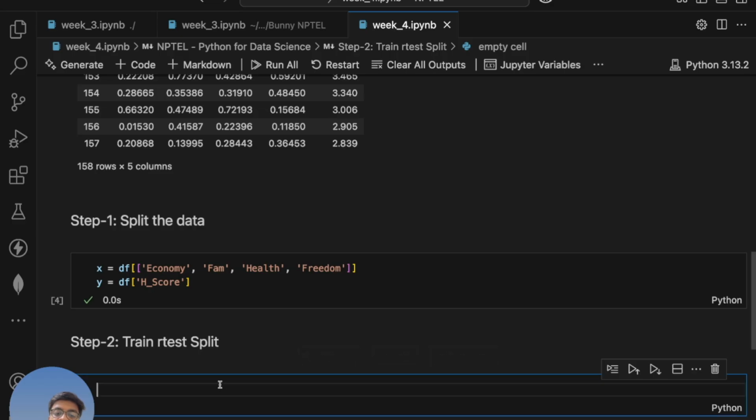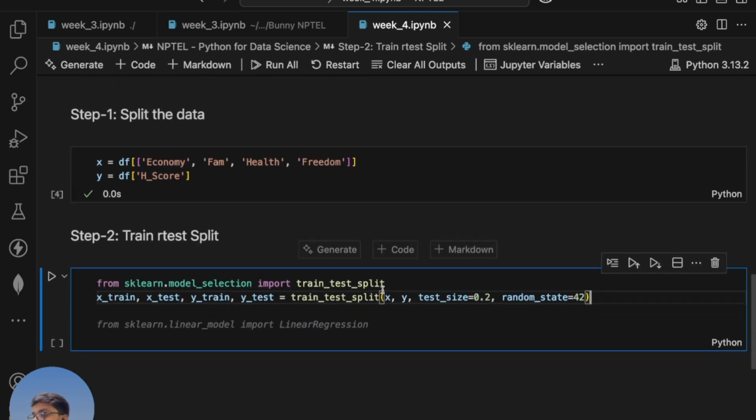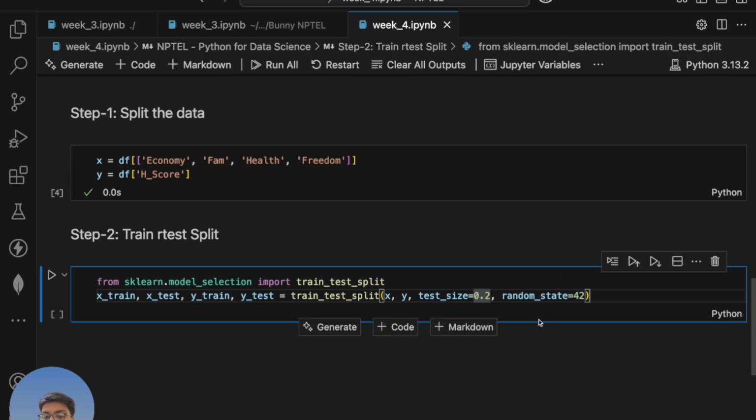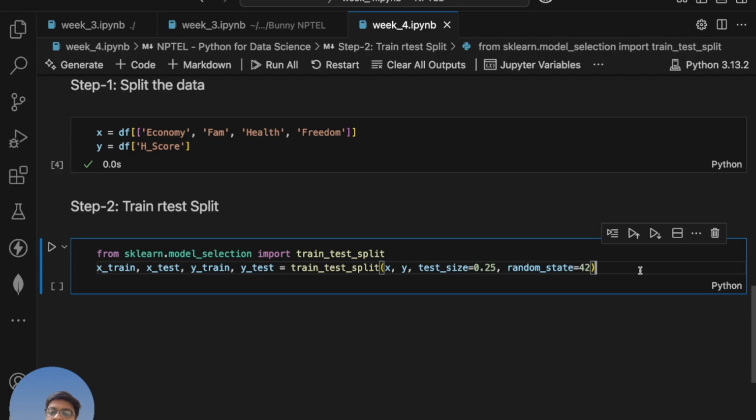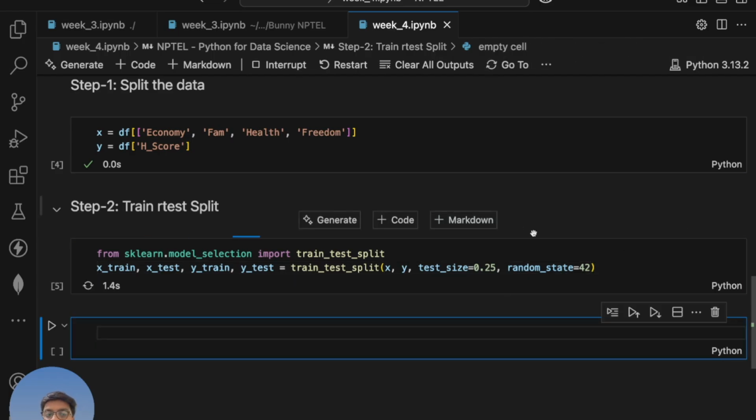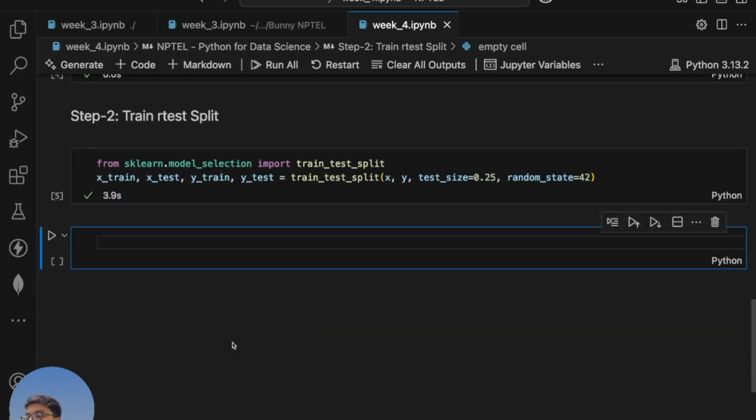Train test split, from sklearn model selection import train_test_split. Okay, we got it. We are just splitting our data into a random train and test set. Okay, it's been done.